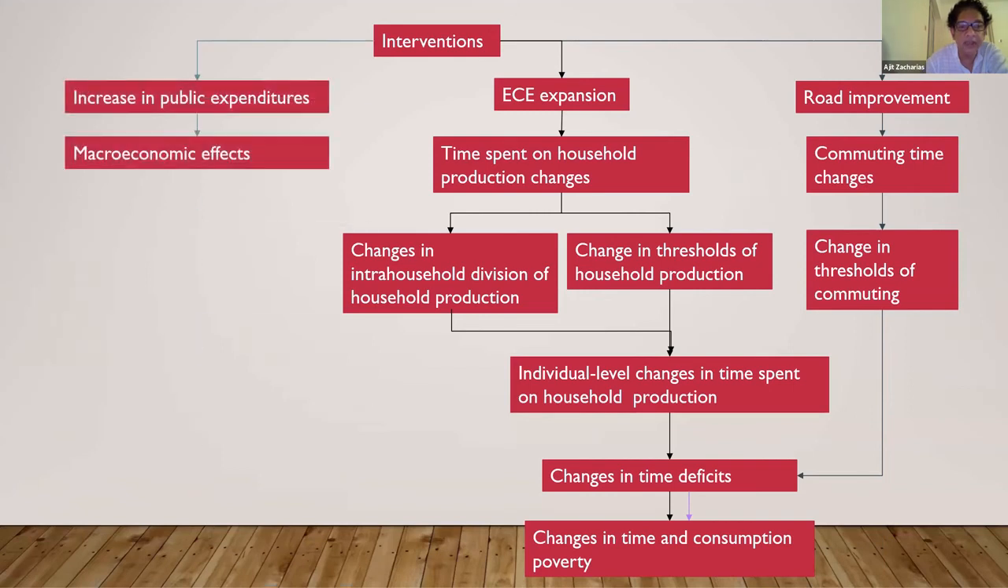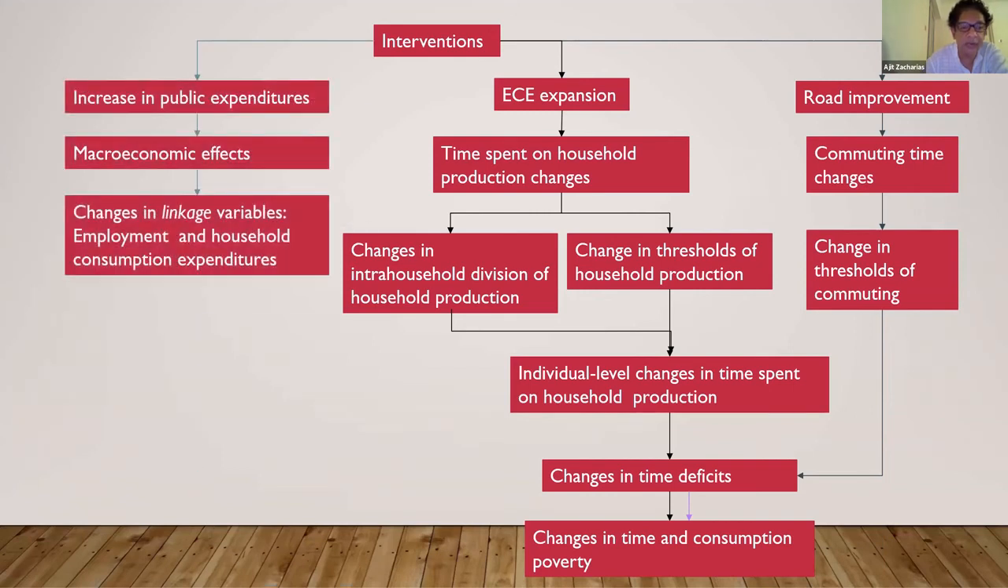There's an increase in public expenditures, which is the macroeconomic effect. And the way that the model takes this into account is by examining, in particular, the linkage variables. Now, these are the variables that link the macroeconomic outcomes, so the macroeconomic impacts, to individual level outcomes, right? So those are basically the employment and household consumption expenditures that the macro model generates.